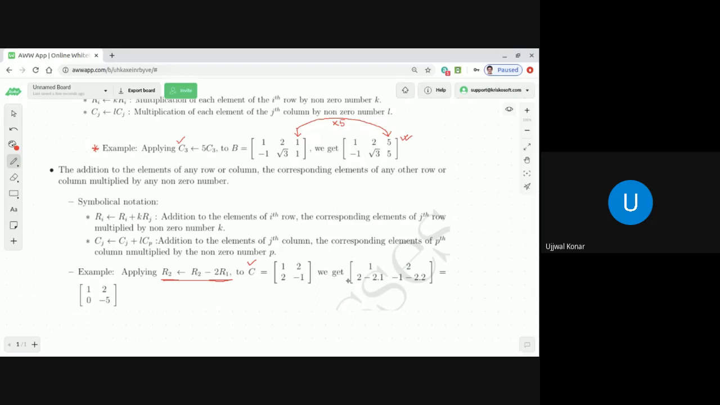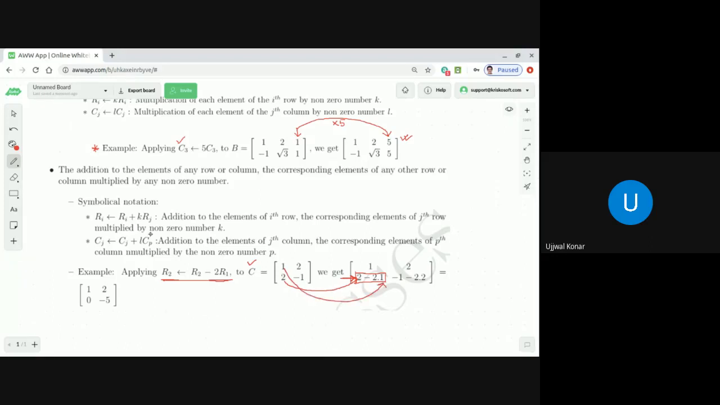That means the first row will remain the same. And the new second row is the original second row, that is 2, -1, minus 2 into the corresponding elements of the first row. So that's why 2 minus 2 into 1. Why minus 2 into 1? Because 2 is the original one, and minus 2 is that k, the constant with which we multiplied, and the corresponding element is 1. So this 1 is coming here.